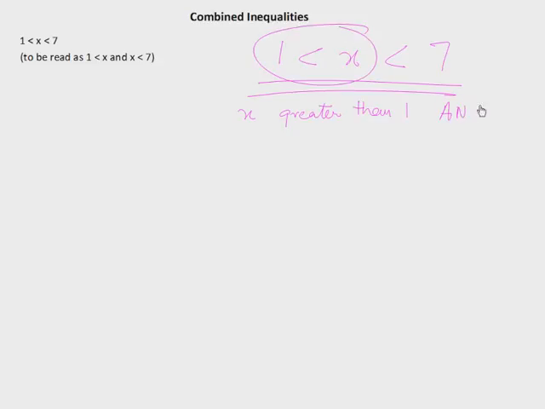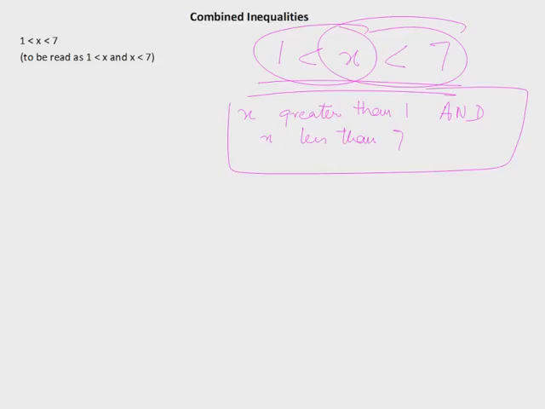Combined inequalities. 1 less than x less than 7. This is to be read as x is greater than 1 and x is less than 7. X greater than 1, that's this part, and x less than 7, that's this part. Both have been written together. So it's these two inequalities combined into one with an and.